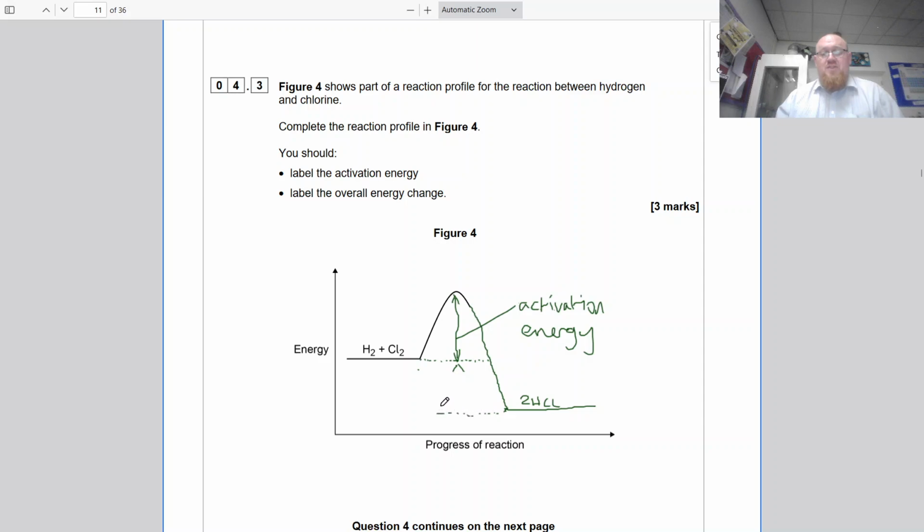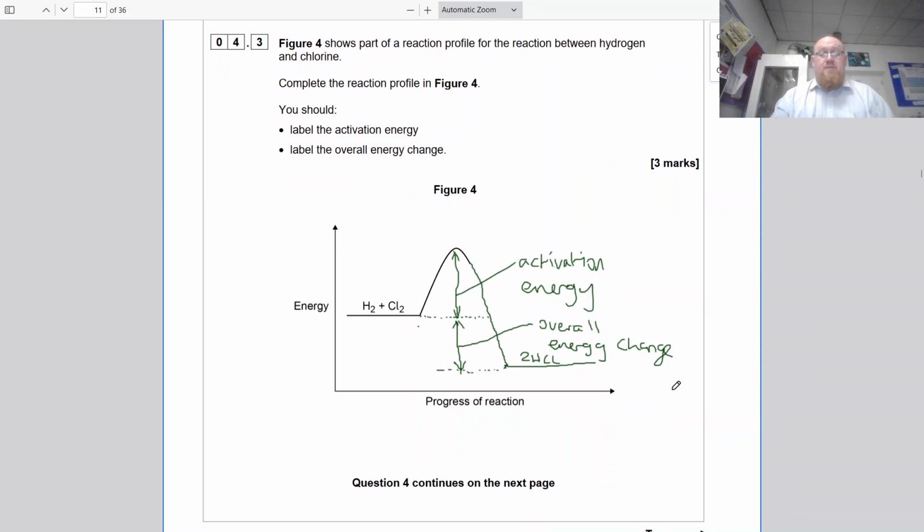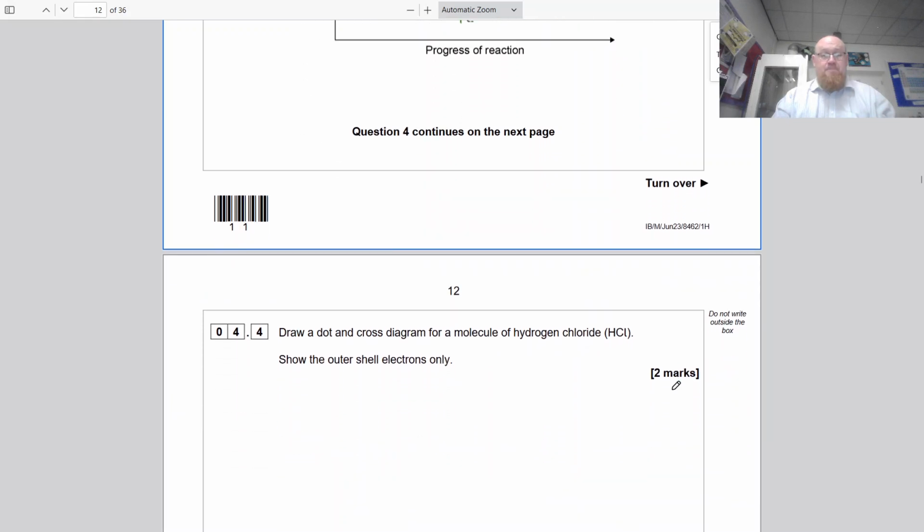and what I'm going to do is draw a nice horizontal line that's not particularly horizontal. But what we have here is the difference between the energy of the reactants and the energy of the products, and that is going to be the overall energy change. So that's all three of those marks. So one mark for making sure it's an exothermic change, one mark for labelling the activation energy, and one mark for labelling the overall energy change.